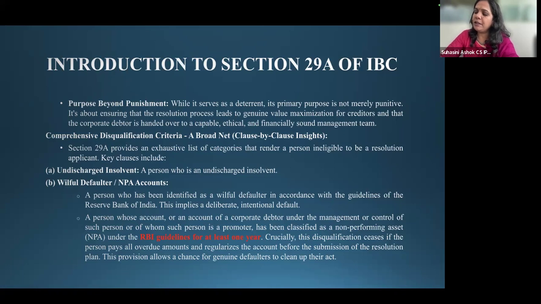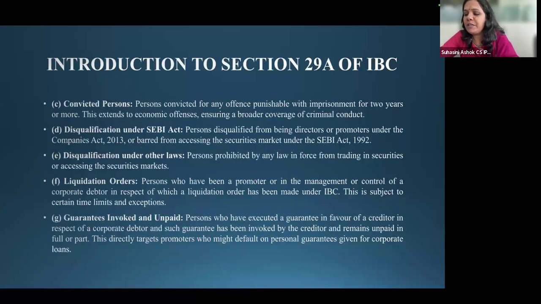Then the conviction for 2 years under various economic offenses or criminal conduct. Mostly when we were discussing this, we didn't discuss in detail. For the conviction, the person should have been punished for 2 years. Mostly it is economic offenses or any criminal conduct also.